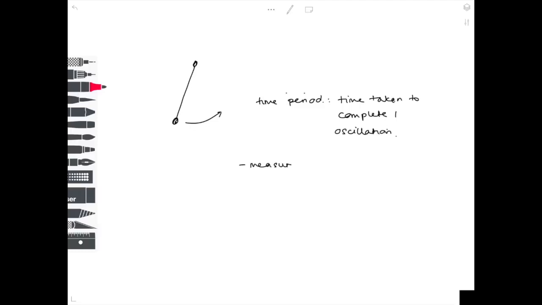Now looking specifically at a pendulum, so that's a string which has a weight at the end which moves backwards and forwards in an arc. So the time period of the pendulum is the time taken to complete one oscillation. And the best and most accurate way to do this is measure the time taken for n number of swings and then divide by n.